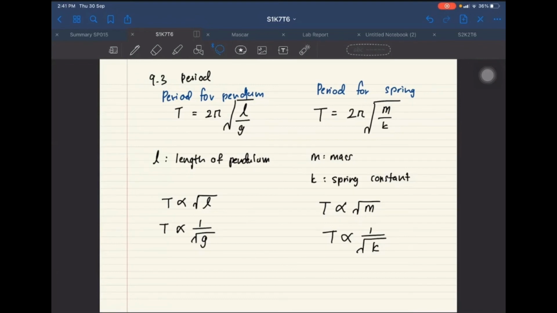Slowly naik, slowly turun. So it means that when the K is lower, the period, the time taken to complete one oscillation will increase. So it makes sense. Kalau dia keras, kamu tarik, lepas, dia naik turun laju. So that one is a less T.